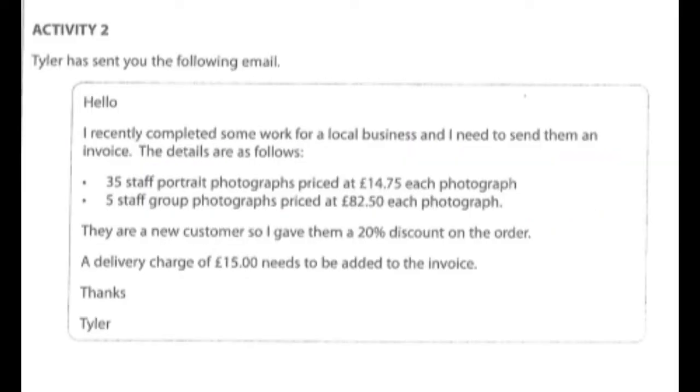Now make sure you read these sorts of bits of information that you're given. There is a reason they're given, make sure you read them. Again, all the answers you're going to need for the questions, or all the data you're going to need to calculate the answers, are going to be included here. So you can see the information about the staff portrait photos and the group photos, you can see about the discount, and you can see about the delivery charge. All information that you're going to need. Make sure you read it, and then we're going to move on to the next question.